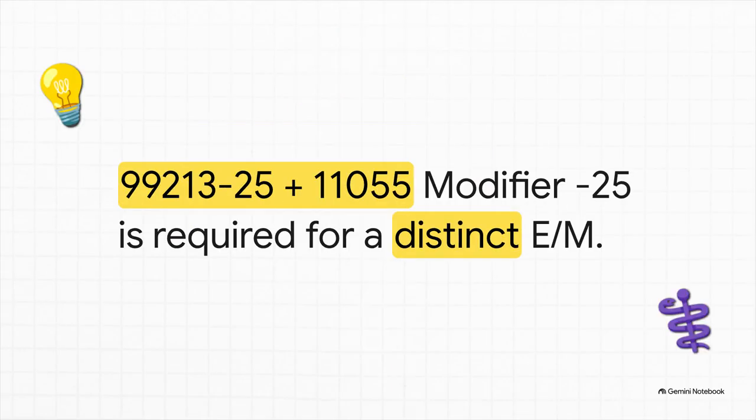Boom! The correct approach here absolutely requires modifier 25. You have to append it to the E&M code, like a 99213, and bill it right alongside the procedure code. Modifier 25 proves to the payer that the E&M service was significant and, most importantly, separately identifiable from the wart removal. So whenever a distinct E&M and a minor procedure happen on the same day, immediately start hunting the answers for the option that includes modifier 25.